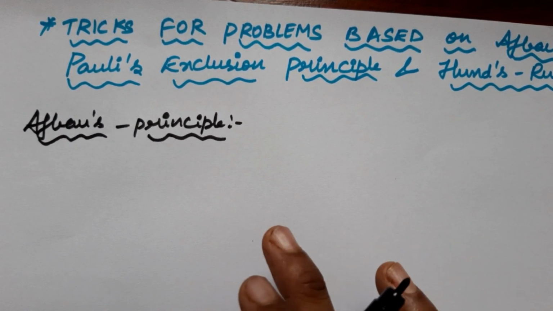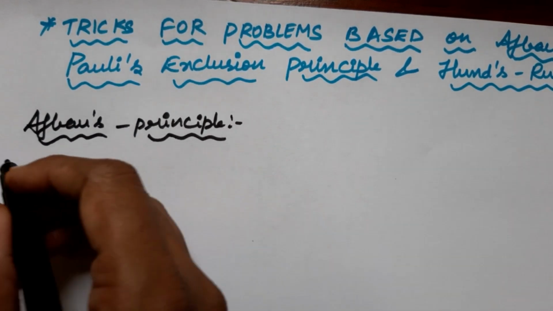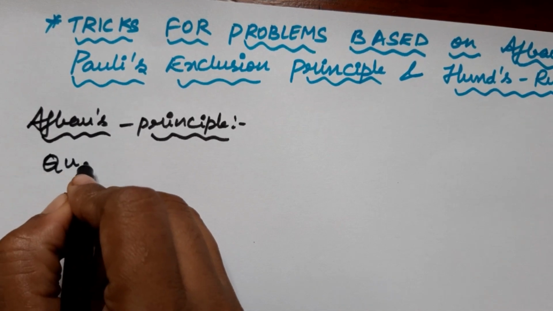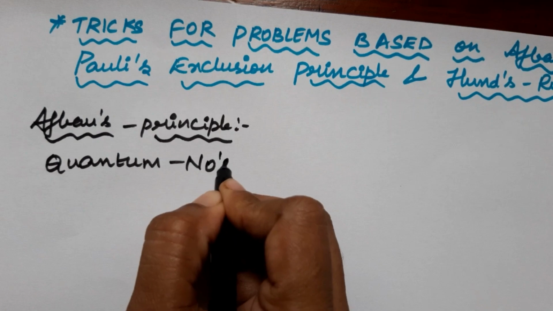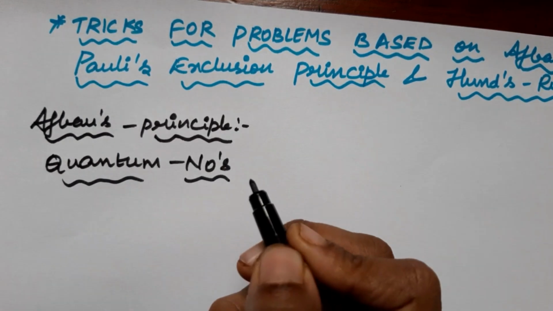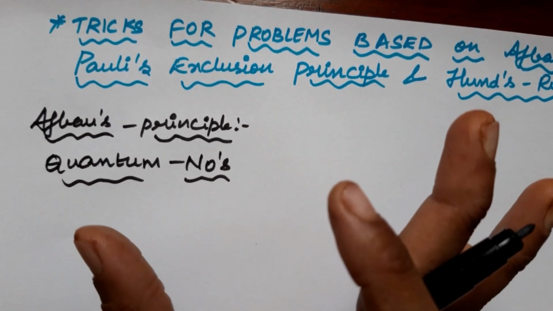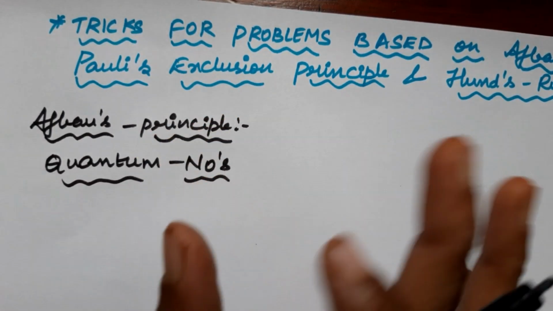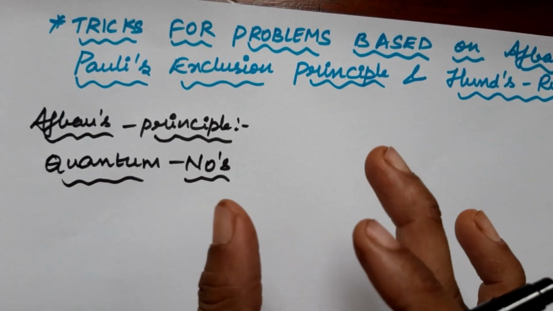Before entering into the rules, I want to explain about quantum numbers. I am not explaining the quantum numbers fully. I will only give some information about them at a glance, so that you can understand the Aufbau principle, how we can explain it and how we can do the problems for this.